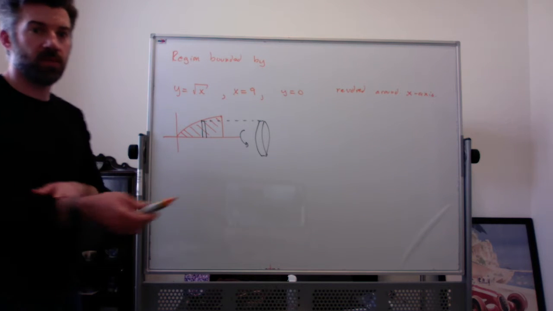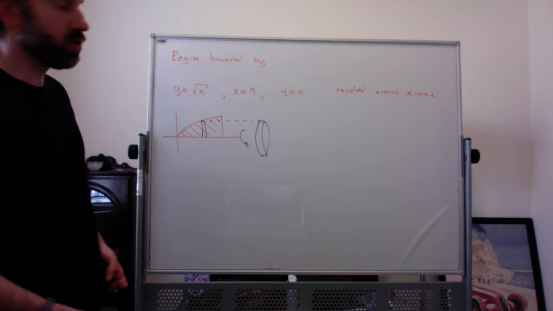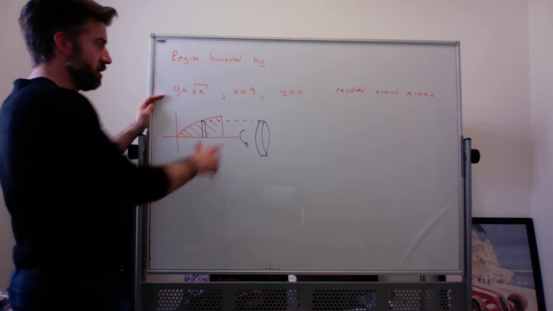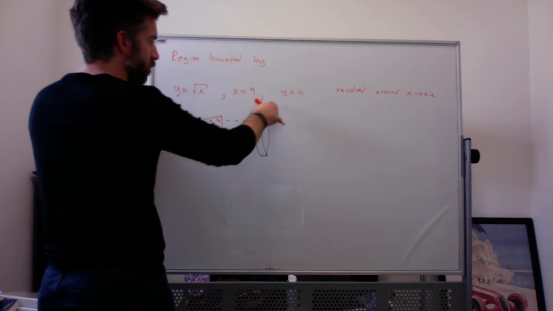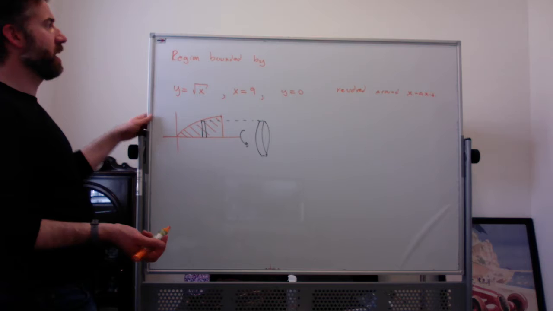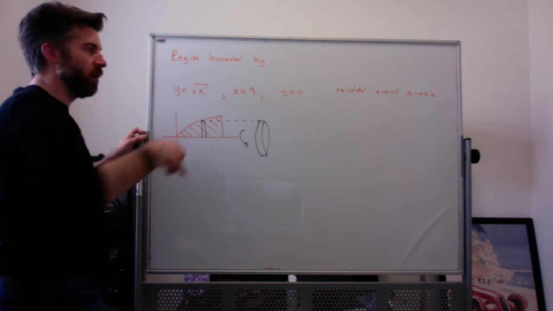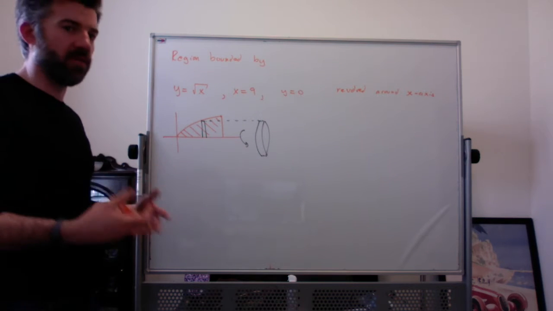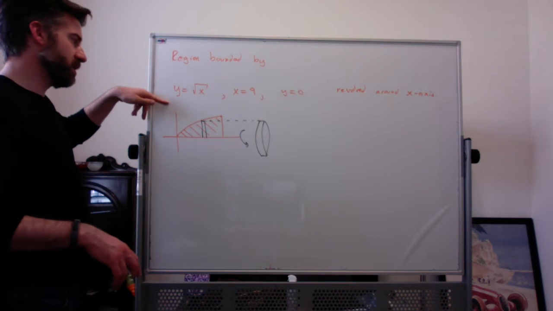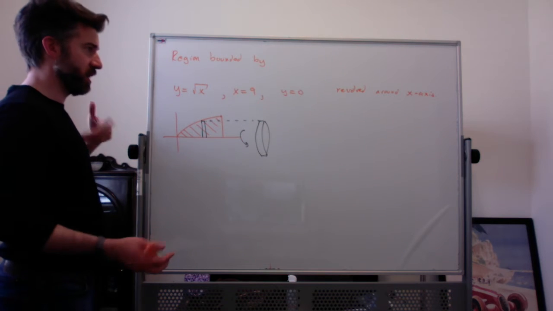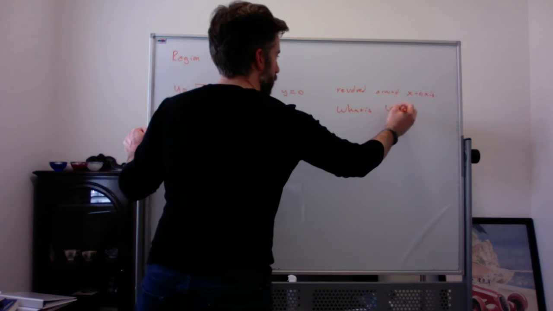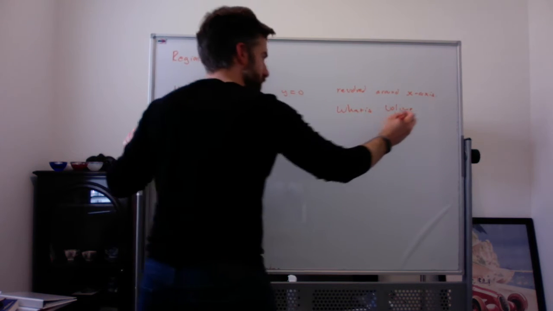Here are a couple examples of the disk and washer method. So we have the region bounded by y equal to the square root of x, x equal to 9, which is a vertical line, and y equal to 0, which is a horizontal line, the x-axis, revolved around the x-axis. And I should really say we're trying to find the volume of the solid obtained by revolving the region around it. It's a pain to write all that. So we're taking the region bounded by these functions, revolved around the x-axis, and we're asking what's the volume of the resulting solid.